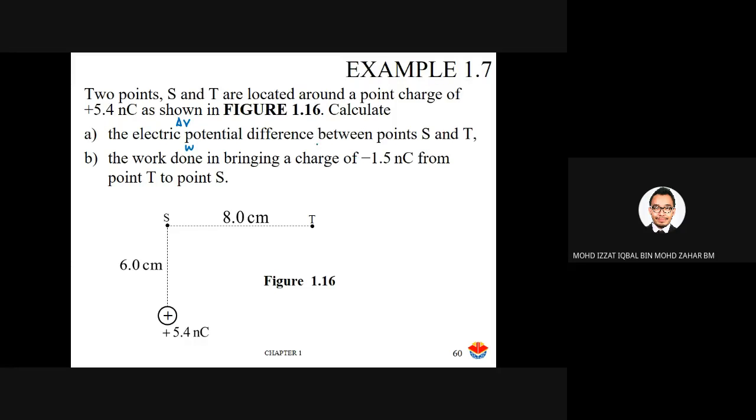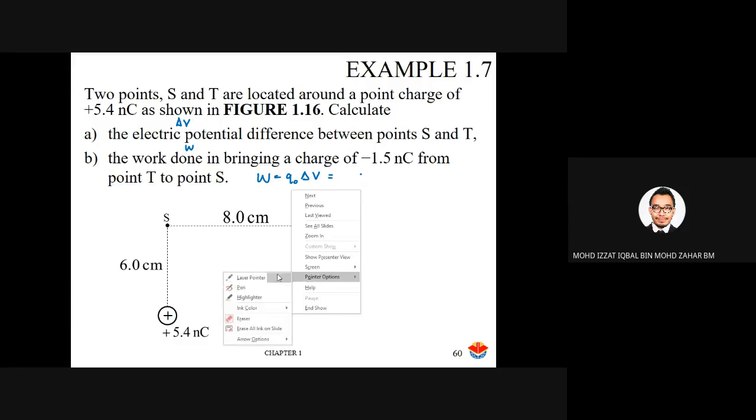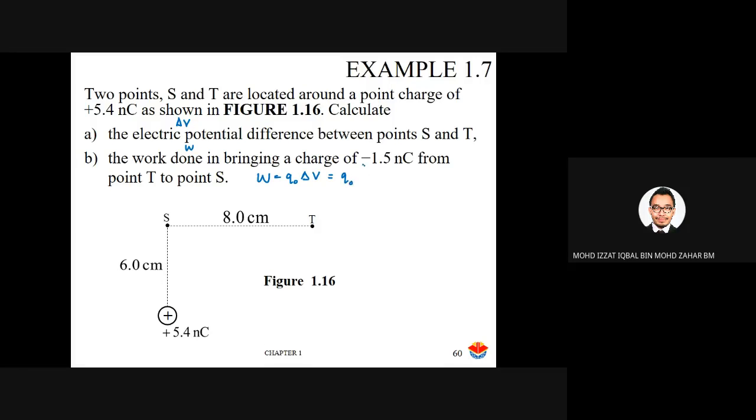Kalau kamu tengok the next question, dia kata the work done in bringing a charge from T to S. So eventually, if you want to calculate B ni, work equals to Q naught delta V, you have to calculate Q naught. Delta V here would be final minus initial, so the T to S, so it would be Vs minus Vt. So since you want to use this value over here, might as well you calculate over here Vs minus Vt, so that it will help.